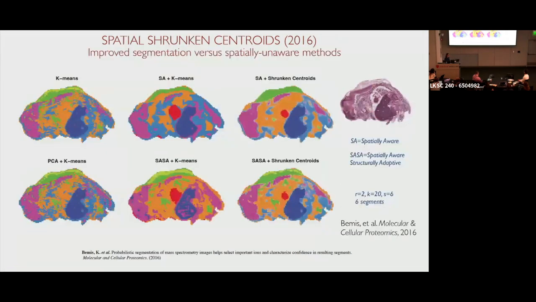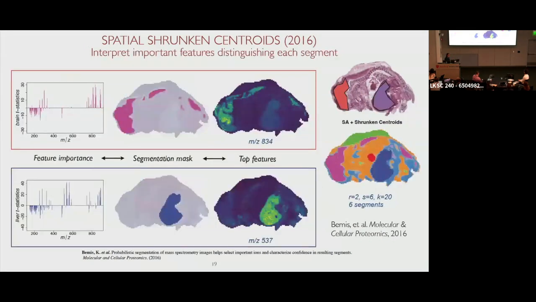We showed back in 2016 that this improves segmentation compared to other existing methods, especially if you're not taking into account the spatially aware information. The most important outcomes of this method are that we are able to select the important molecular features. For example, for the brain here, we can see exactly which molecules are important, which ones are more abundant versus less abundant in the brain relative to the rest of the sample. Same thing for the liver there in blue.